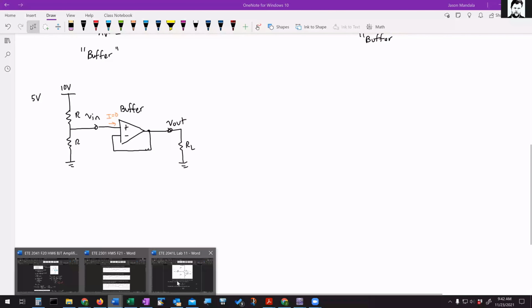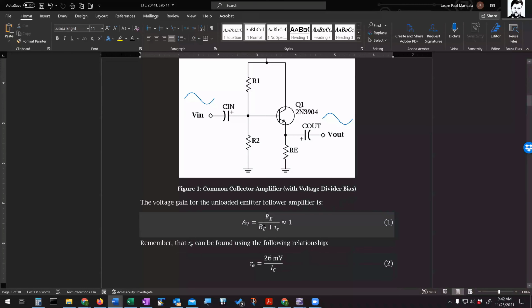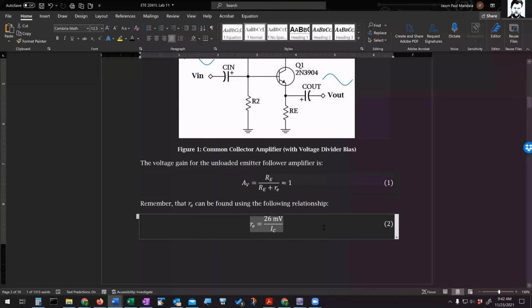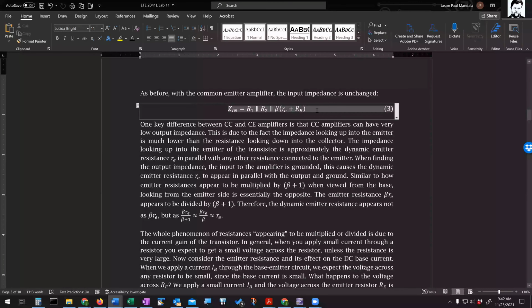Let's get back to the handout. So now we'll go over in lecture how to derive the expression for this, but for now you can just use this expression. The voltage gain is RE divided by RE plus little re, and this is the dynamic emitter resistance. That's the same as before. This is the same input impedance you would get if you had a common emitter without the bypass capacitor, right? So remember, the bypass capacitor will short out RE. So if you shorted out RE, then it's going to reduce your overall input impedance.